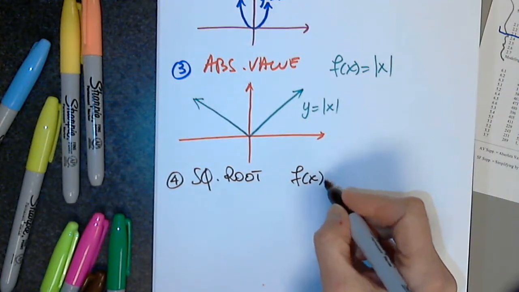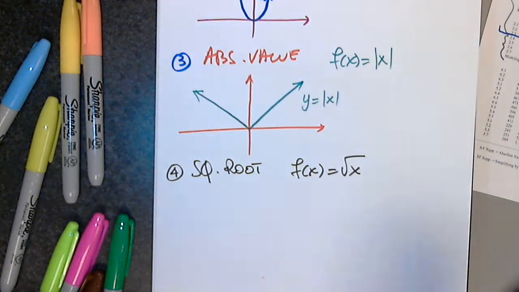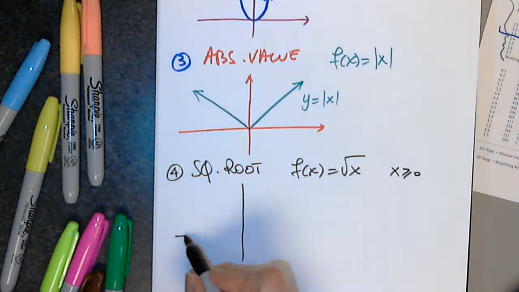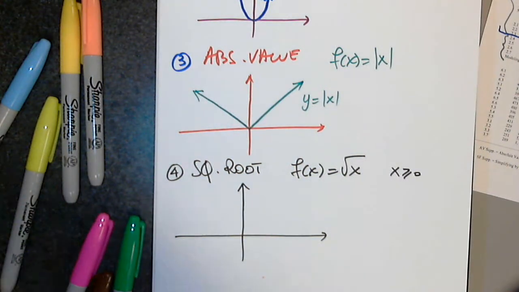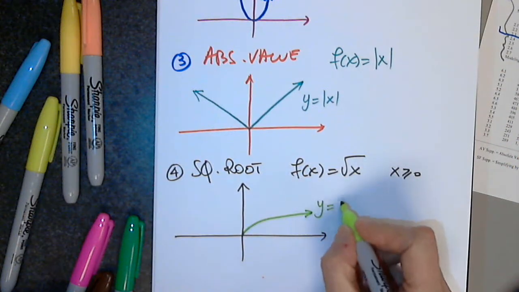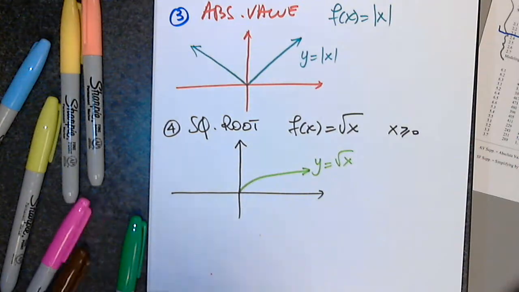Can anyone give us the simplest possible square root function? Awesome. What is the domain of this function? Awesome. Greater than or equal to zero. Very good. How do we graph it? Yes. Awesome. Here it is. From 0 going to the right. So y equals the square root of x. Perfect. Thank you.